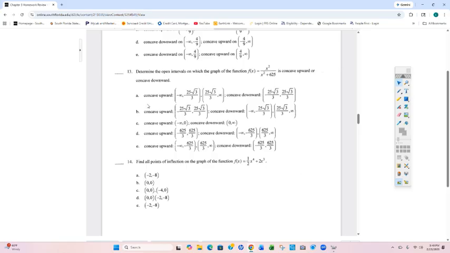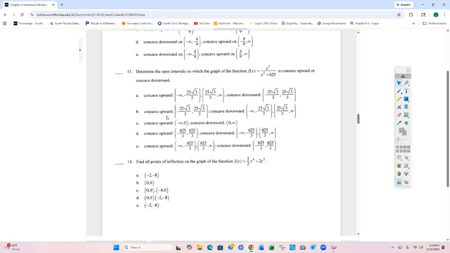Answer A, concave upward on two intervals, negative infinity to negative 25 times square root of 3 over 3, and positive 25 square root of 3 over 3, comma, infinity. Concave downward on negative 25 square root of 3 over 3, comma, 25 square root of 3 over 3. So the numerator is 25 square root of 3, the denominator is 3 each time.